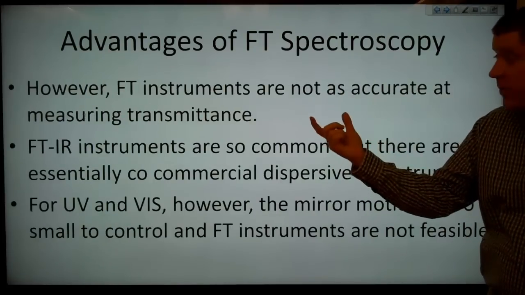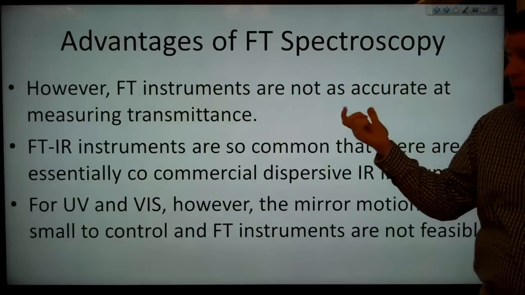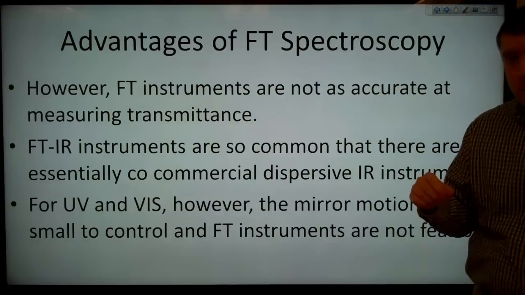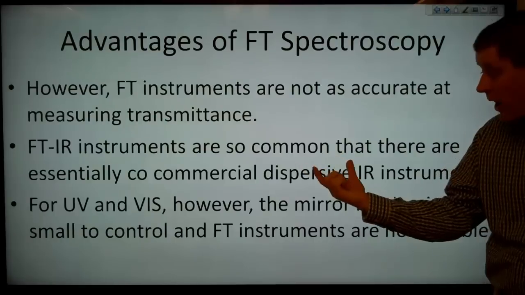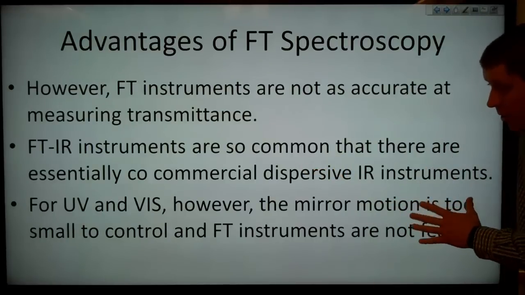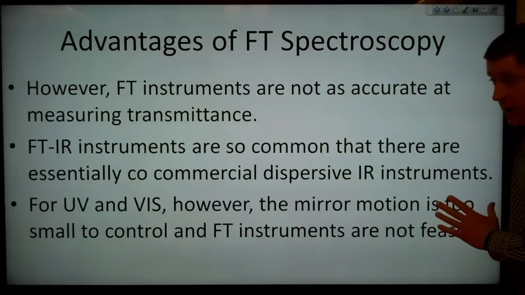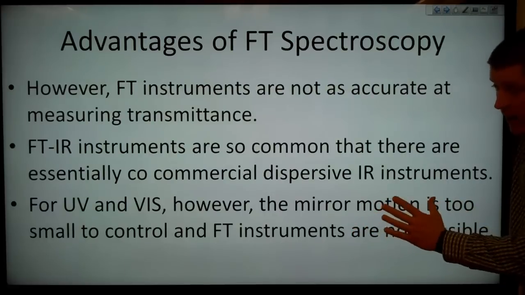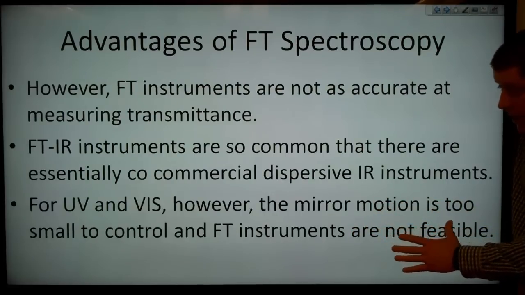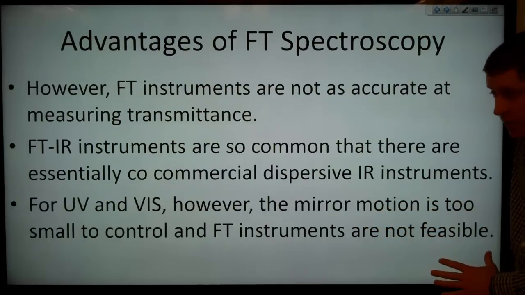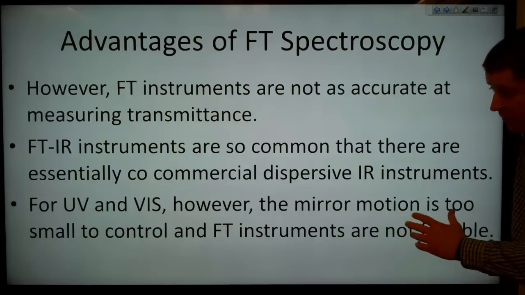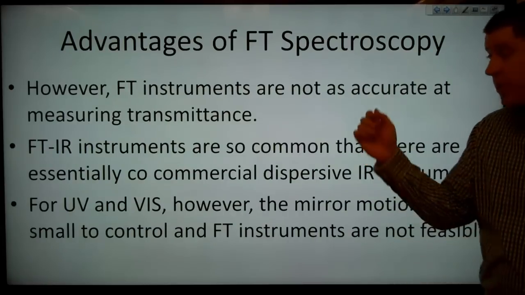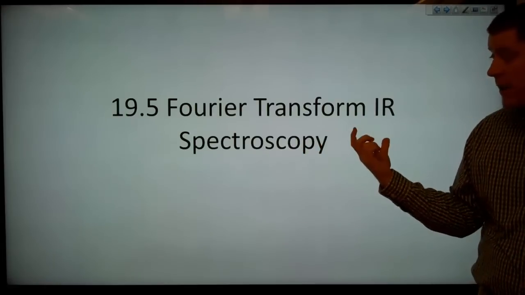But Fourier transform instruments are not as accurate at measuring transmittance. FTIR instruments are so common that there are essentially no commercial dispersive infrared instruments. But for ultraviolet and visible spectroscopy, the mirror motion is too small to control, and that means that Fourier transform instruments are not feasible. So that was Fourier transform infrared spectroscopy.